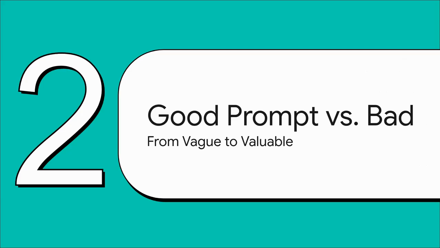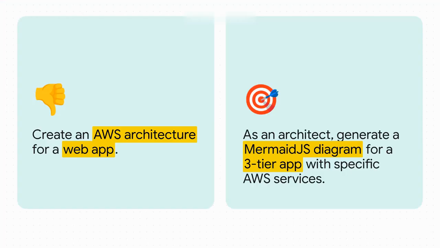The difference between a vague prompt and a really well-structured one isn't just a small thing. It's literally the difference between getting a useless response and getting something genuinely valuable. Just look at the difference here. On the left, you have this super vague request. Create an AWS architecture for a web app. That's like walking into a dealership and saying, I want a vehicle. You could get anything. But on the right, we're providing a full spec.